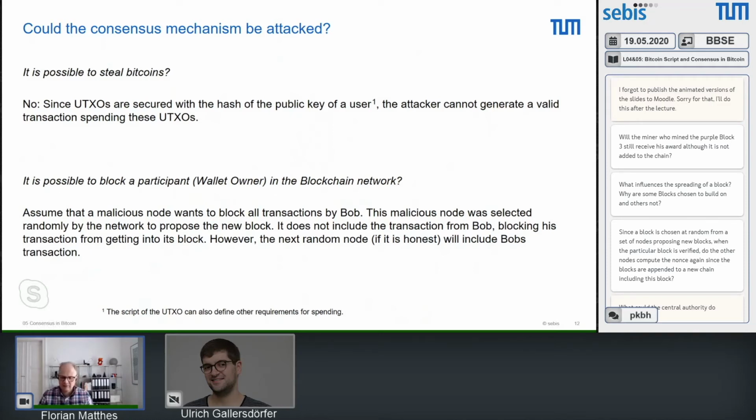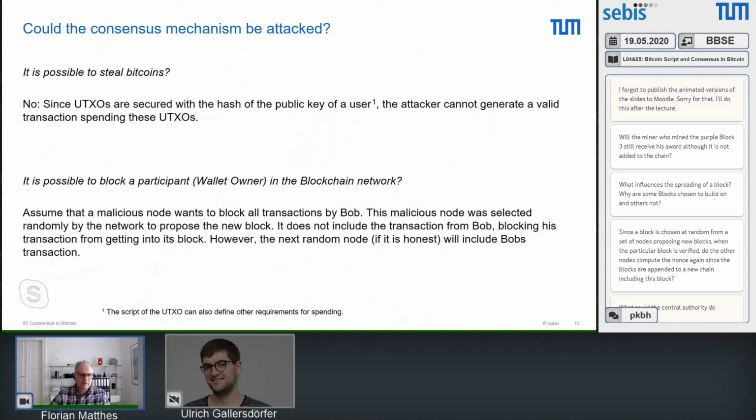So that would be, but that's not possible for output from other people. Yeah? So then, is it possible to block a participant wallet owner in the blockchain network? Yeah. So that's the idea that maybe some miners say, let's say we are now Reichsbürger miners, and we want to exclude certain people in Germany from doing transactions on the network.